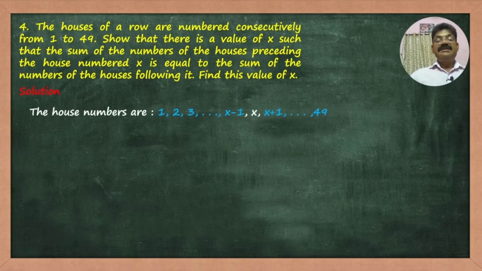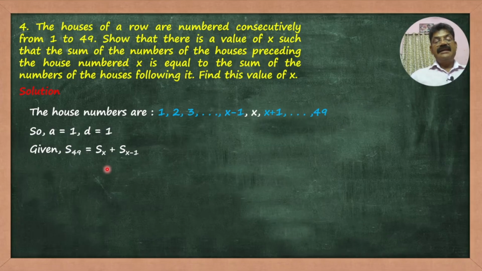So the house numbers are 1, 2, 3, x minus 1, x plus 1 to 49. Okay. Now, the sum of this and the sum of this both are equal. In that case, what is the value of x? That is the question. So, A is equal to 1, D is equal to 1. Given S49 is equal to Sx plus Sx minus 1. Okay.